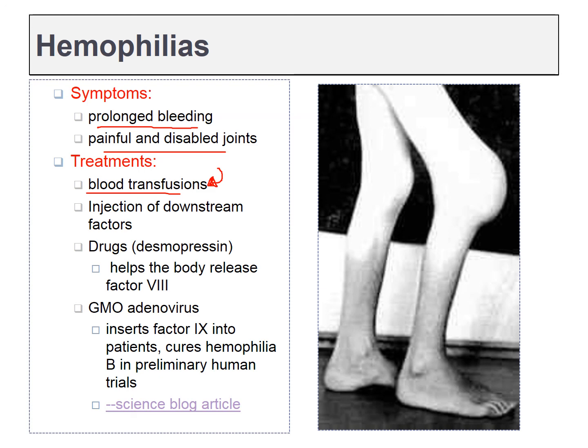This was pretty dangerous. The downstream factors can also be injected into the patient, meaning one of those factors with the Roman numerals after it. We try to activate the pathway later if one of the earlier steps is blocked. Lastly, there have been some advances in gene therapy, using a virus to inject the healthy gene into these patients. So far in preliminary trials, the results have been amazing. It's actually cured the hemophilia. But this is still in trial and is not being used in medicine currently.